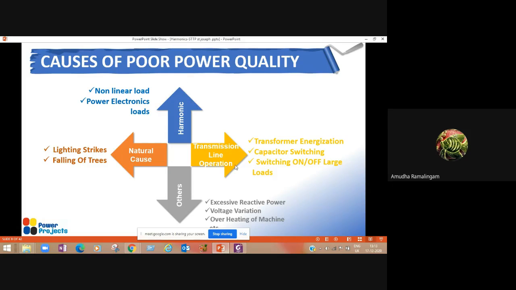So sometimes in the operation of a transmission line, if you energize a transformer, it may cause poor power quality. If you switch on a capacitor, if you switch on large loads suddenly, or if you switch off large loads suddenly, all these things will lead to poor power quality. Suddenly the voltage will be unbalanced. The frequency will not be maintained. So the wave shape will not be sinusoidal. So whatever affects your rated voltage, rated frequency, and wave shape, all those things are the causes of your poor power quality. Okay, so let's see all these things in detail.